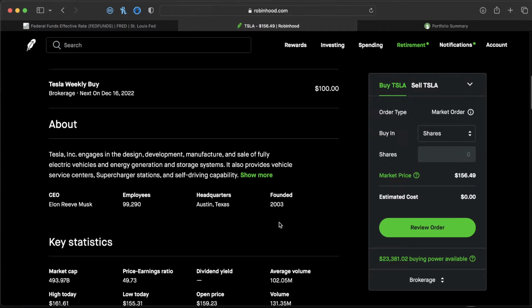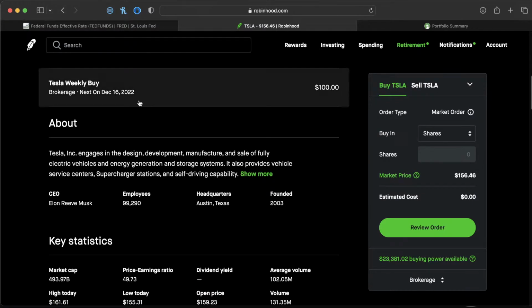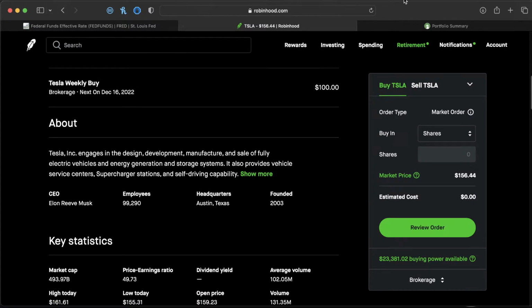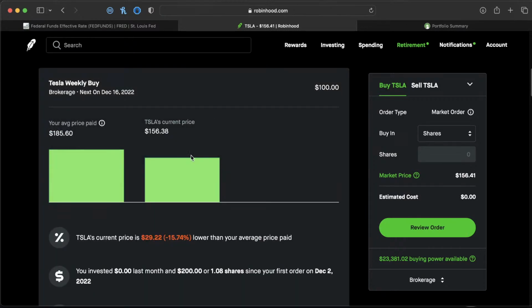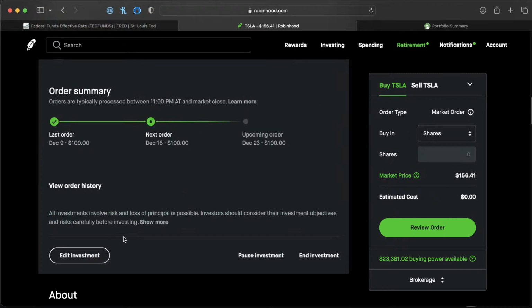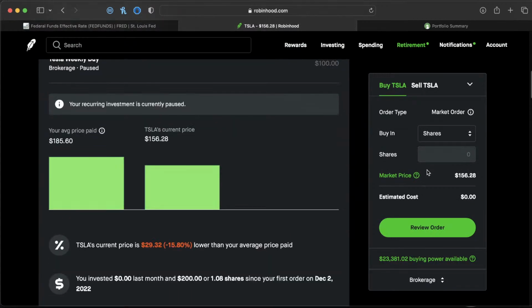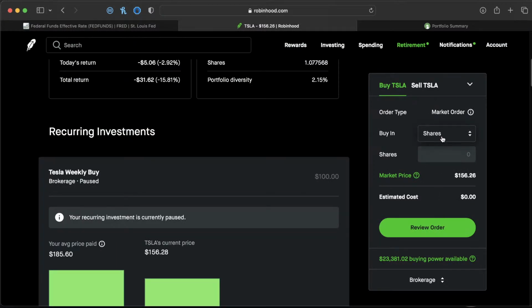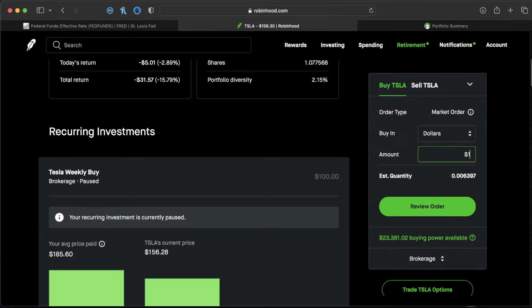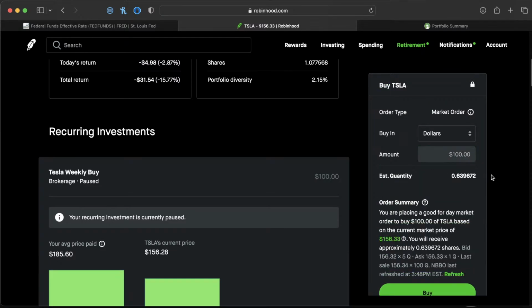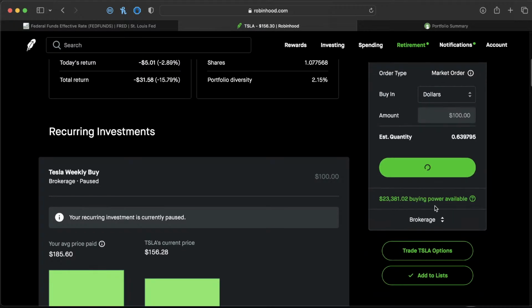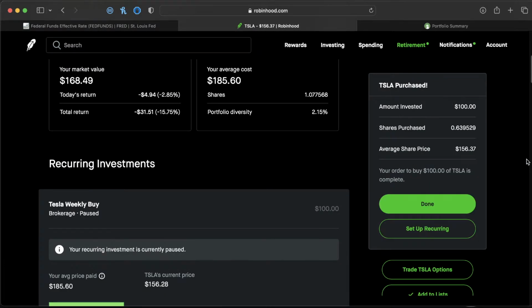I think I'm scheduled to buy some on Friday, but I'd rather pick it up now just because of how far it's fallen. So I'm going to pause this and just buy 100 at the moment. So $100, give me 0.63 shares. All right. So just following through with my dollar cost average plan.